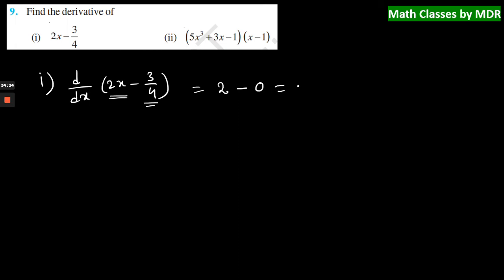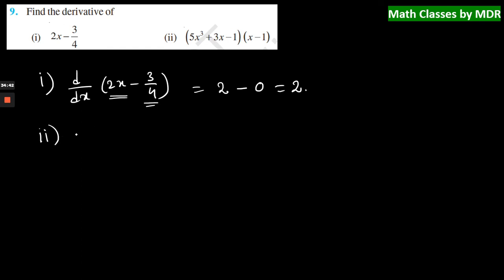Now let's go to the next one. Find the derivative of 2x minus 3 by 4. Pretty easy, right? Nothing to do. D by dx of 2x minus 3 by 4. So first take the derivative of 2x and then take the derivative of 3 by 4. What is the derivative of 2x? It is 2. Derivative of 3 by 4 is 0. It is 2. Right? Now let us see the second one.